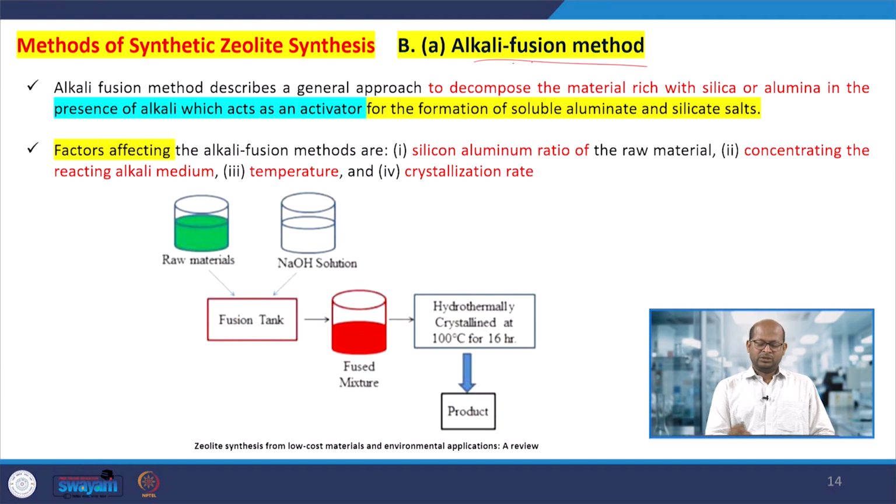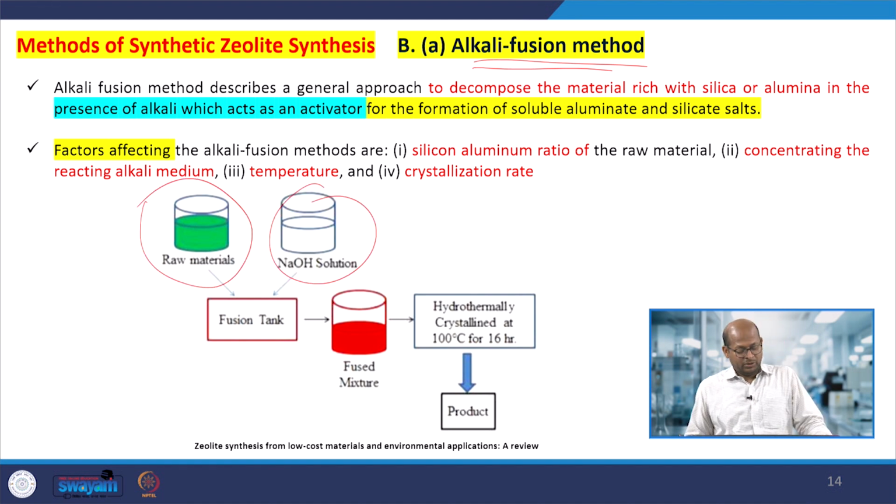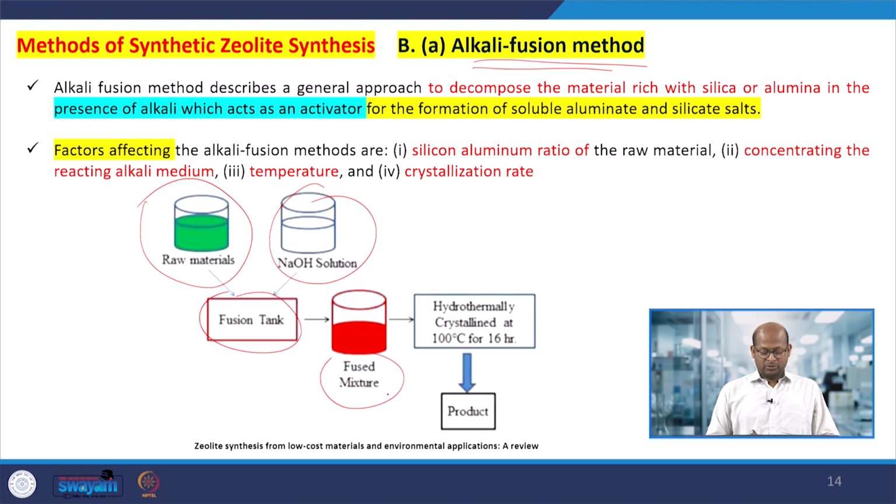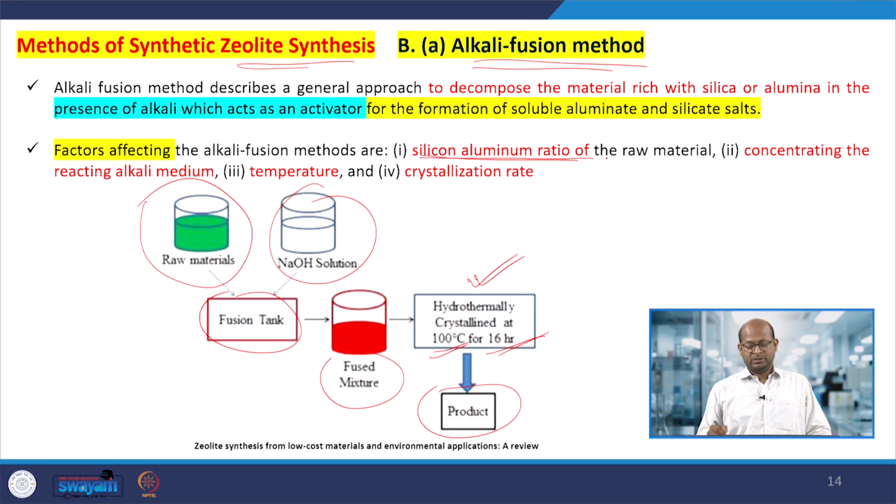The alkali fusion method is another type of method. In this case, for the formation of zeolite, we take the raw materials, and then sodium hydroxide is used in a fusion tank, and the fused mixture is put inside the autoclave, and then we treat it hydrothermally at 100 degrees centigrade for 16 hours. Then we do washing, cleaning, filtration and drying, and we get the specific zeolite material that we synthesize. Here we can change the silica alumina ratio, the concentration of the alkali, the temperature, and the crystallization rate or time.